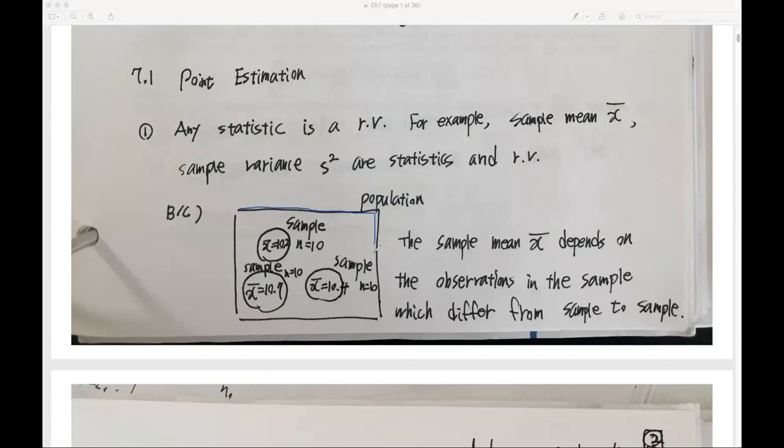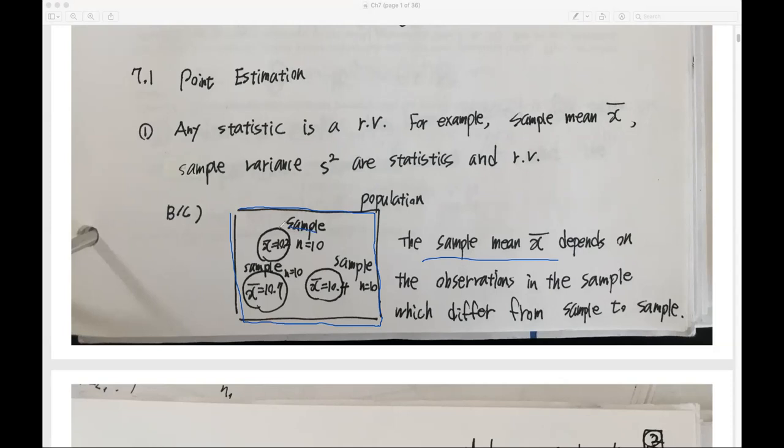Let's say a population is given right there. Just think about the sample mean. The sample mean x bar depends on the observations in the sample, which differ from sample to sample. Depending on how we collect the sample data, the sample mean x bar will be determined. So the sample mean x bar can be considered a random variable. Not only the sample mean, but also the sample standard deviation and variance all depend on how we collect the sample data.